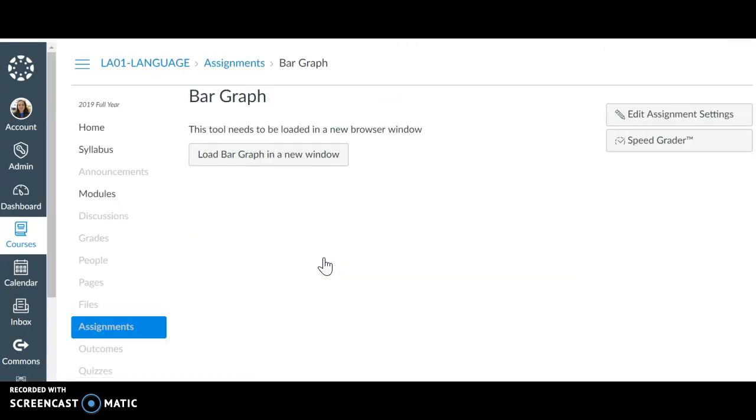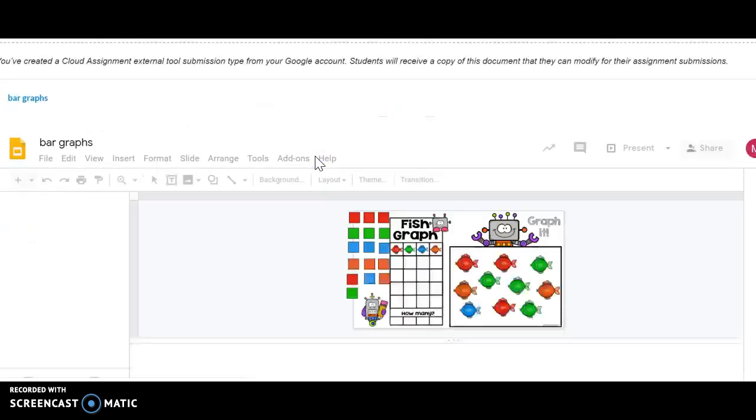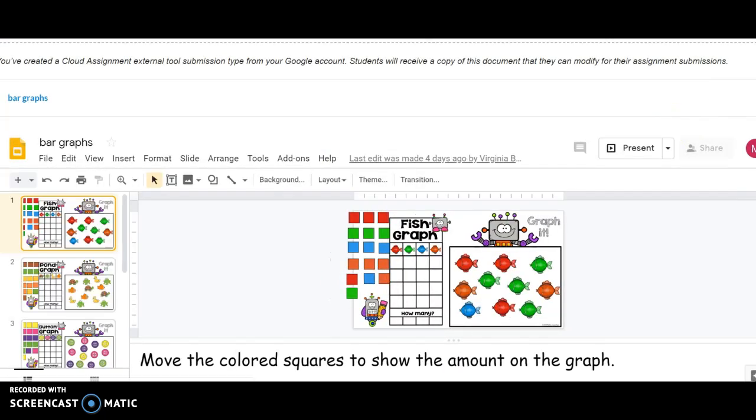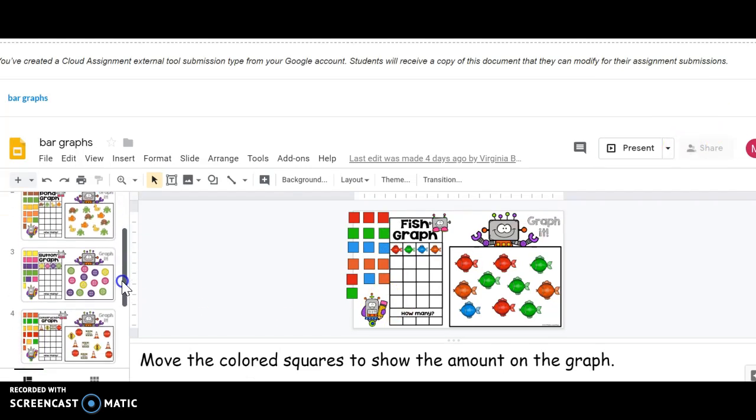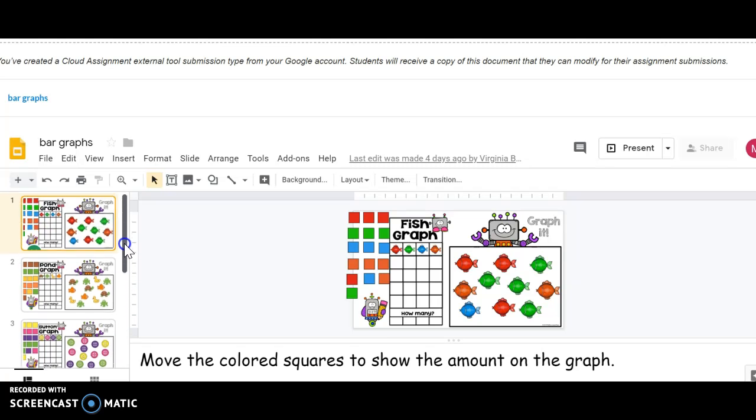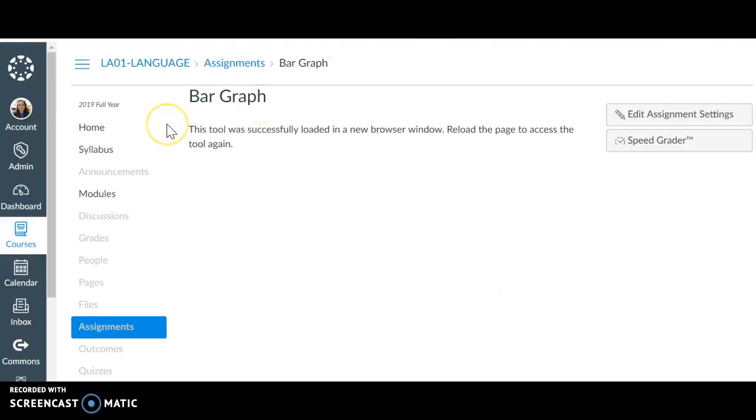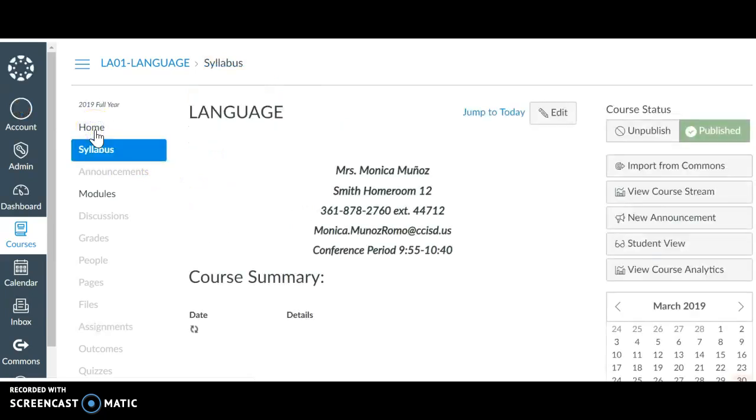I have a bar graph, and it's in Google Slides, since we're going to be learning about graphs. And as you could see, it's really interactive. They get to move stuff around, and it's really nice. I'm going to show you. The thing is that when they complete an assignment, it takes them back to this. So my students already know that they need to go back to the home.